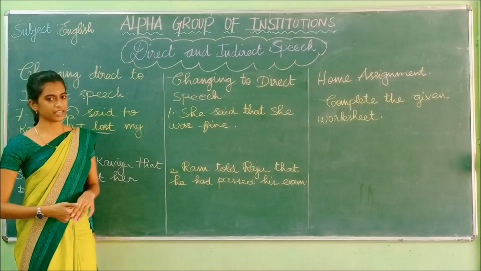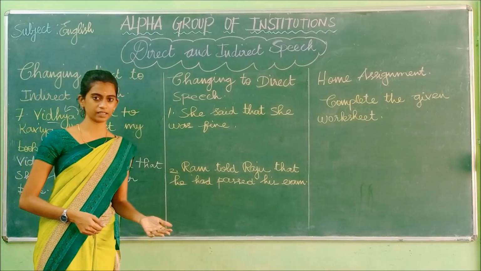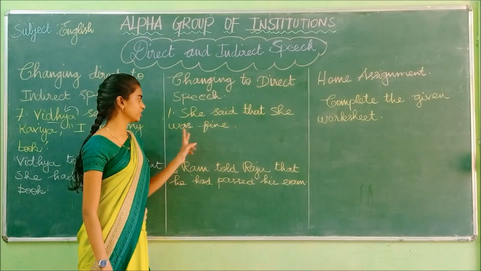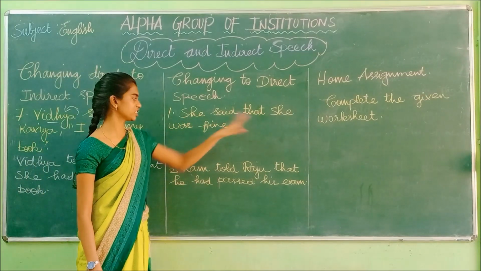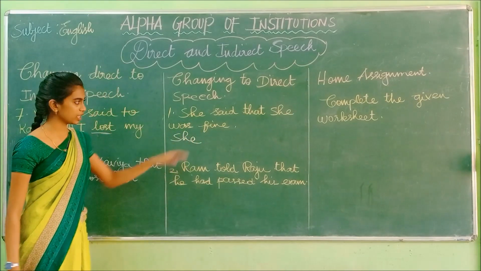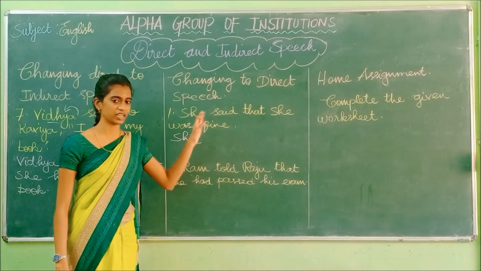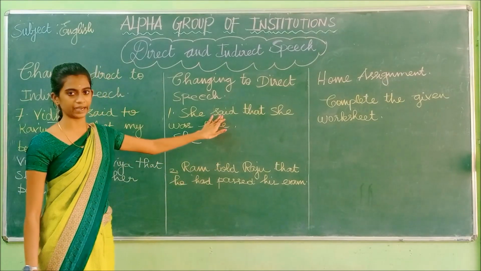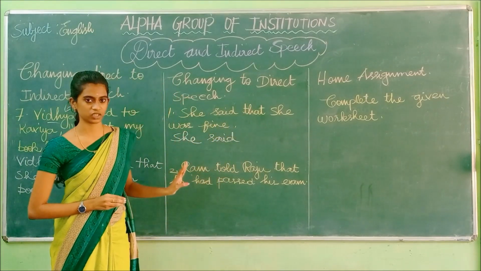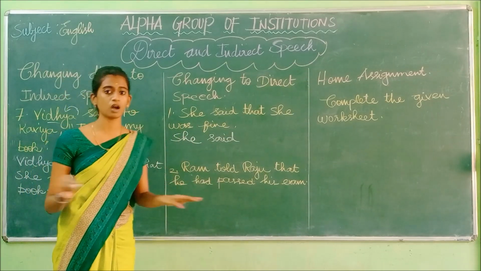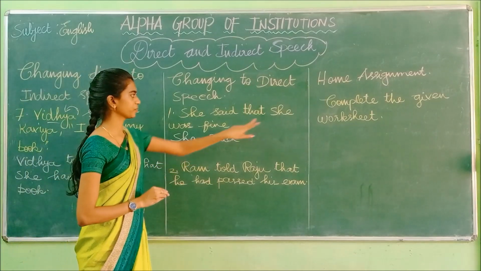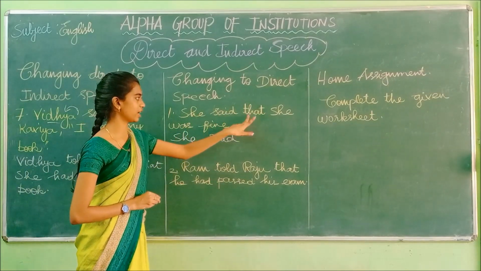Next. Okay students, next we are going to see how to change the sentence into direct speech. I have given you two sentences. "She said that she was fine." How do we have to start? We have to start with the first person, "she". If there is "told", we have to change "told" into "said to". But here it is "said", so we write it as it is. She said. We have to remove the conjunction. If there is a conjunction, we should not write it while changing into direct speech.